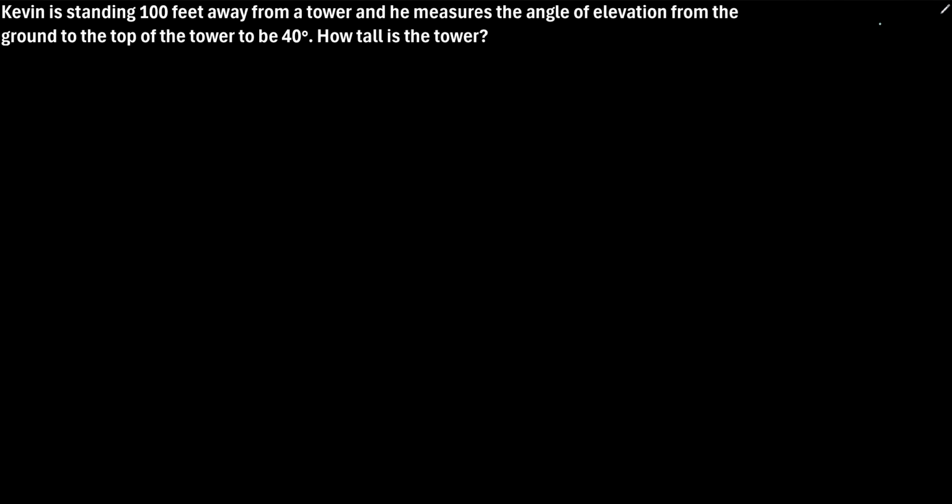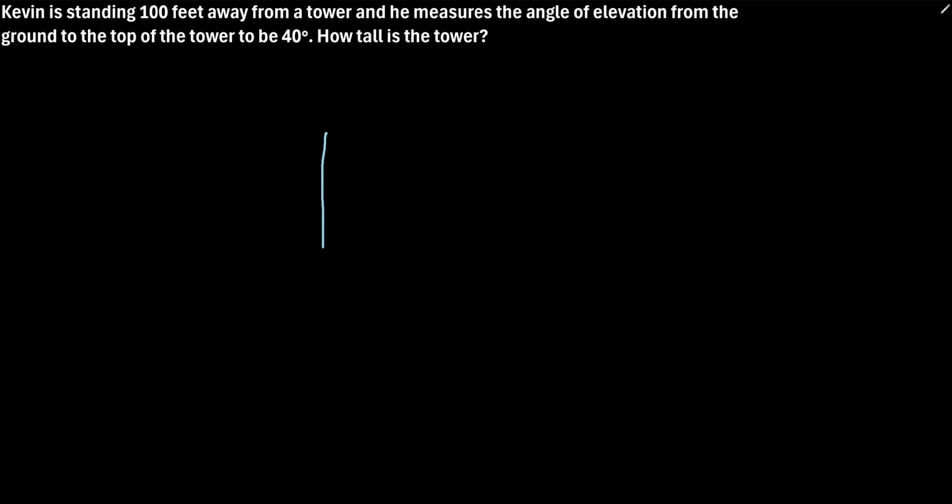In this video, we will talk about how to calculate the height of an object using trigonometry. So let's work through a couple examples. The first one says, Kevin is standing 100 feet away from a tower and he measures the angle of elevation from the ground to the top of the tower to be 40 degrees. How tall is the tower?